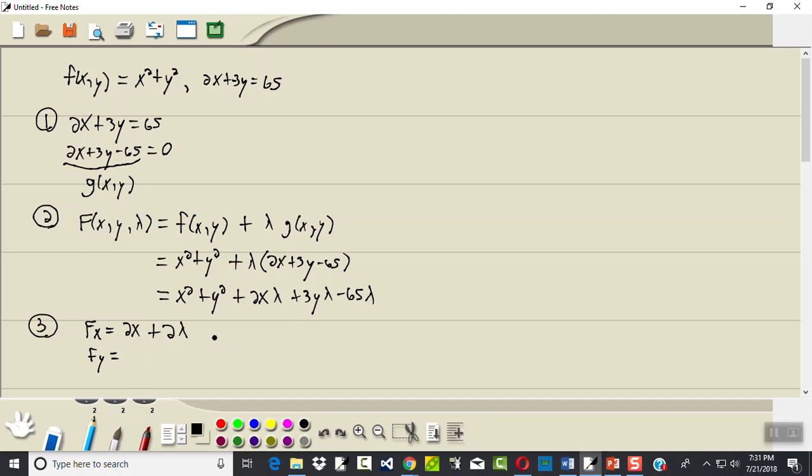Now if we take our partial with respect to y, all the other variables are constants. So the x squared is a constant, so it drops away. The derivative of y squared is 2y. The next term does not have a y, so all these variables are constants, and the derivative of a constant goes away. Here we have a y. The lambda is a constant, so the derivative of y is 1, so we've got 3 lambda times 1, or 3 lambda. And the last term does not have a y, so it drops away.